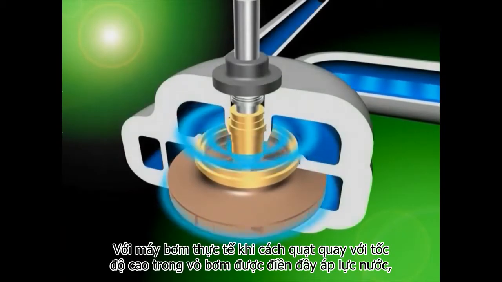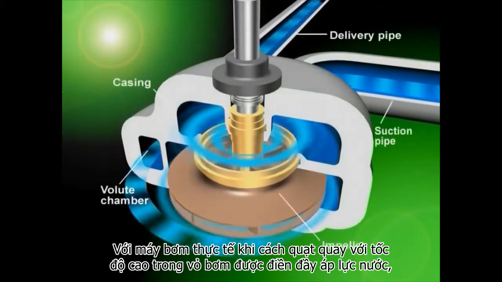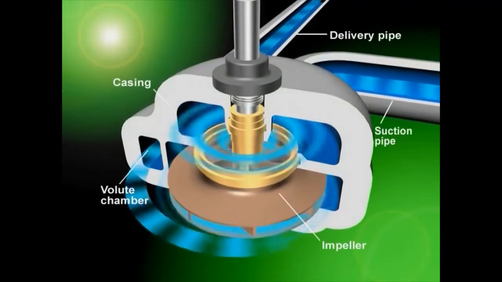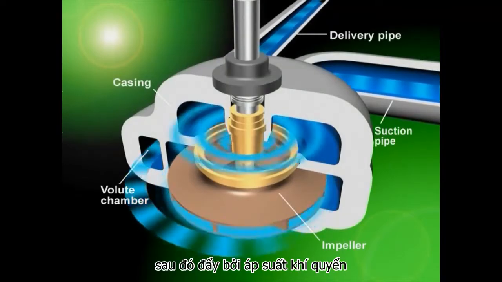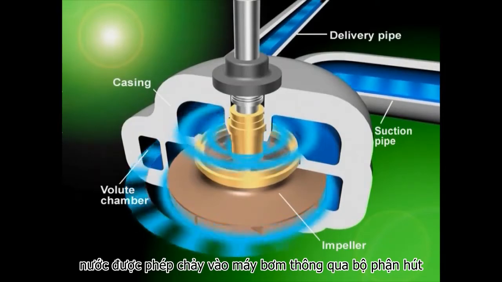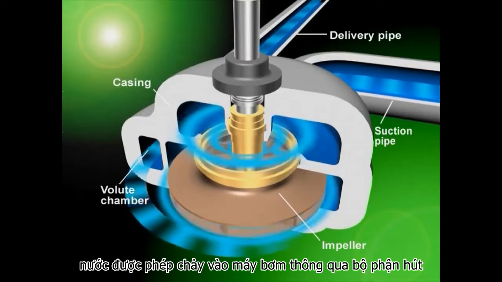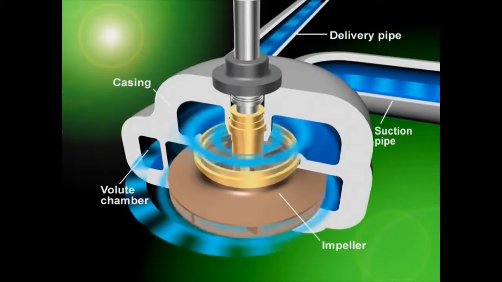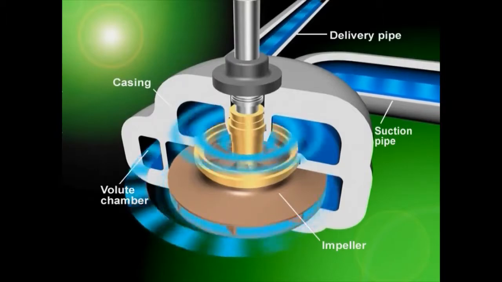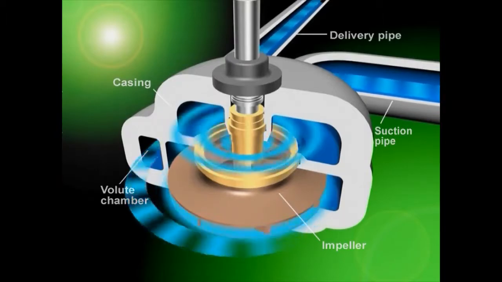With actual pumps, when the impeller is rotated at a high speed in a casing filled with water, pressure at the impeller's center area drops. Then, pushed by the atmospheric pressure, the water is allowed to flow into the pump through a suction pipe. The water, which has been splashed by the impeller's centrifugal force, gathers in the volute casing and gains in pressure before flowing out of the delivery pipe.